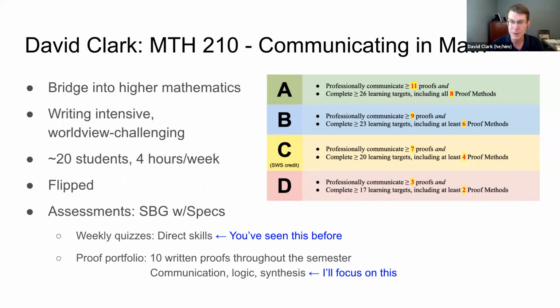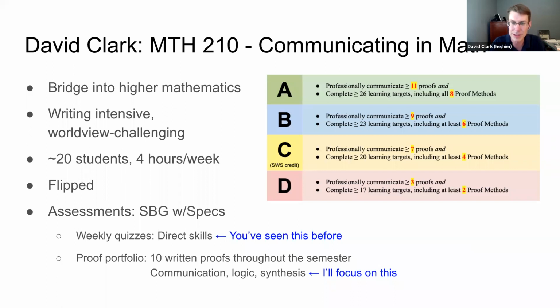And the second, the one I'm going to spend my time on, is the proof portfolio. This is the big final assignment that we do throughout the semester and is due as a whole at the end of the semester, where students produce 10 written proofs, and the focus is on communication, logic, and synthesis.